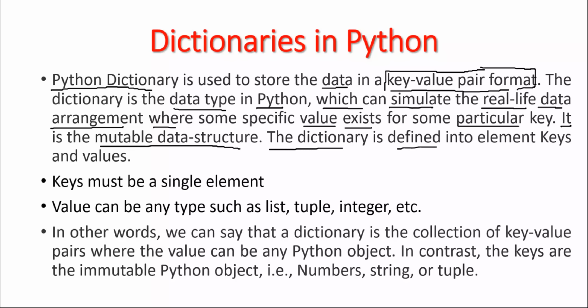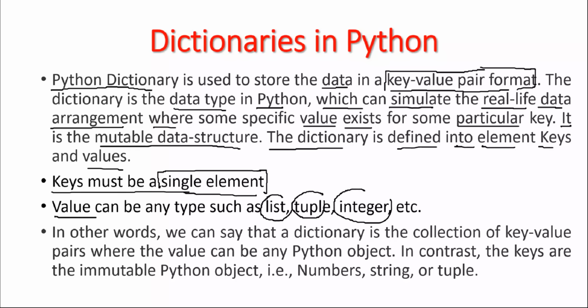The dictionary is defined in terms of keys and values. In a dictionary you have elements, and every element in turn is a key value pair. Keys must be a single element. And values can be lists, tuples, integers, etc. But the keys must be a single element, and the keys cannot be duplicated. Values can be duplicated, but keys cannot be duplicated.